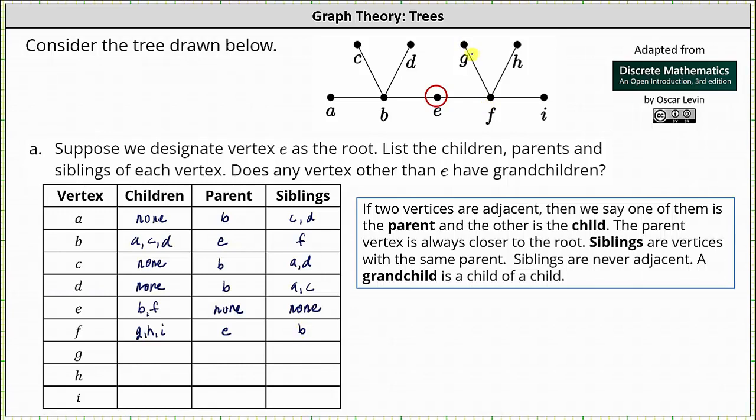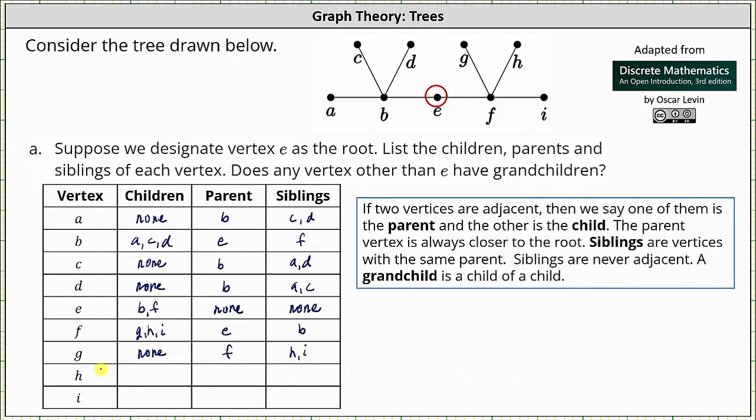Next we have vertex G, which is adjacent to F, but F is closer to the root, indicating F is the parent and G is the child. Since G is adjacent to no other vertices, G has no children. The parent of G is F. And notice F has three children, G, H, and I, which indicates H and I are siblings of G.